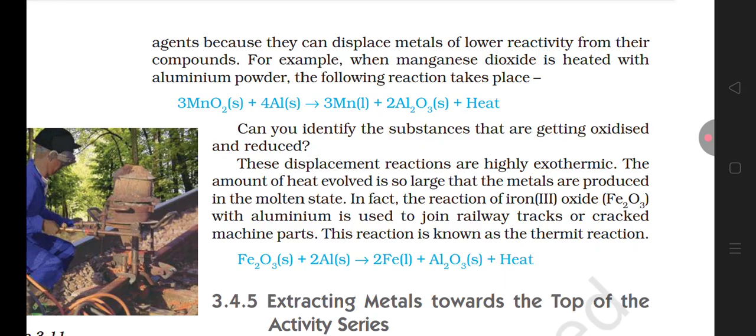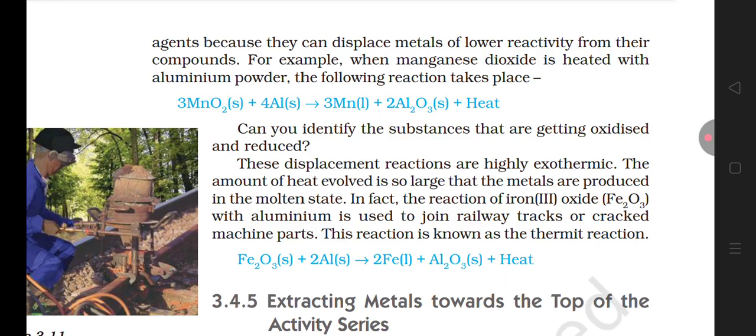Now, can you identify the substances that are getting oxidized and reduced? Obviously you can tell that manganese dioxide is getting reduced, and aluminum is getting oxidized. These displacement reactions are highly exothermic. A lot of heat is released in these reactions. The amount of heat involved is so large that the metal obtained after this reaction is in the molten state, in liquid state.